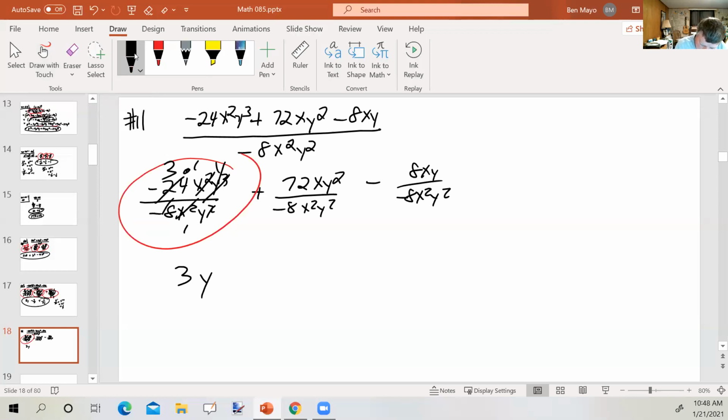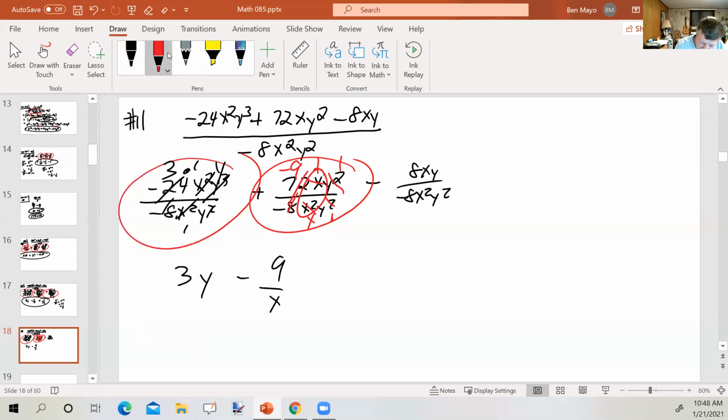Then we've got 72 over negative 8, which is negative 9. The y squared over y squared is 1 over 1, but that x over x squared, so you're going to have a 1 on top and an x on the bottom. So we're going to get negative 9 over x.